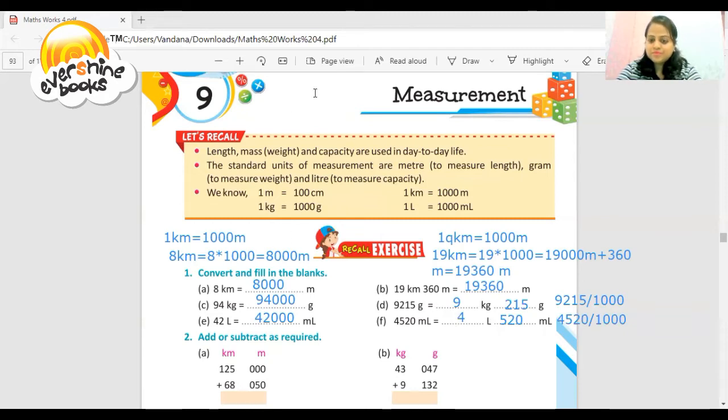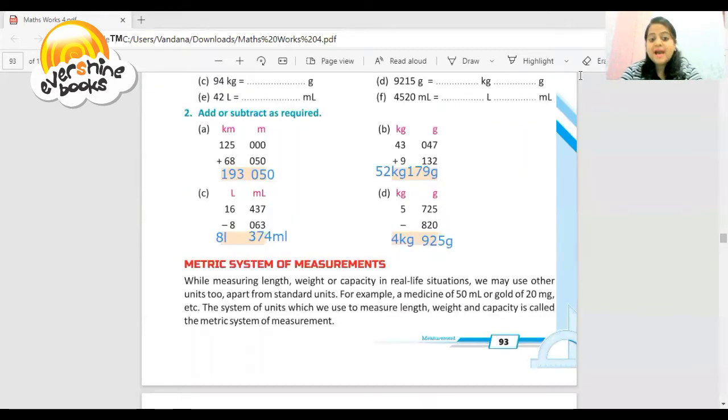Okay, now these are your addition sums, add or subtract as required. Okay students, so just take out your notebook. Yes, very good. Now students, add or subtract, these are your questions. Look at the sign and do these sums. Very easy. You all have done this in previous class also.